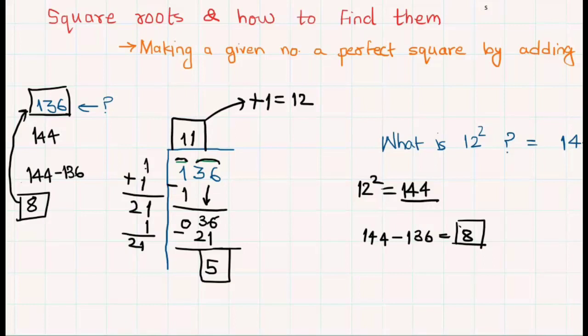Now this was a known number. It was a very familiar number. I mean, the square number nearest to it was a known number. So you could do this very easily. Let's do the same procedure for some other number.